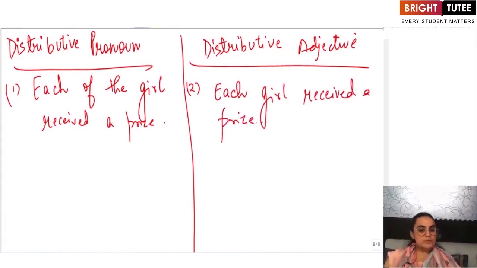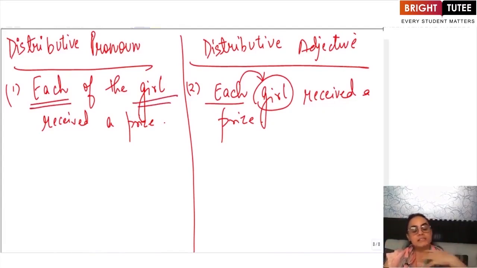So what is the difference between these two sentences? Here, in case of an adjective, the noun was used immediately next to the word each. So each was talking about the noun. Here, the word each is far away from the girl. So the word each is not dependent on the noun girl. So this is a pronoun. With a noun, it is an adjective. Without a noun, it is a pronoun.